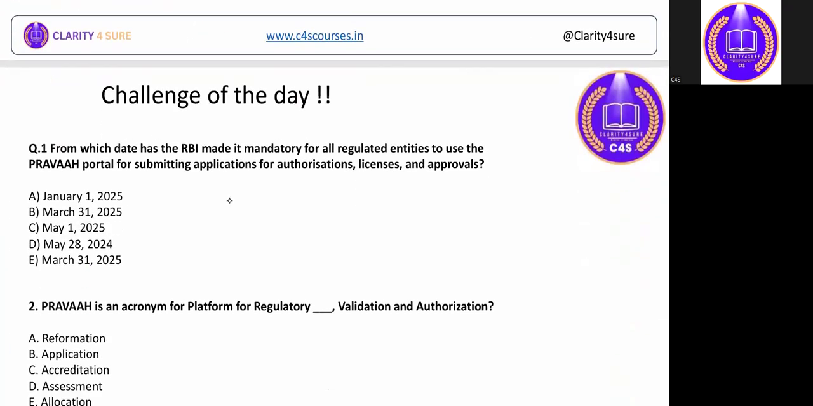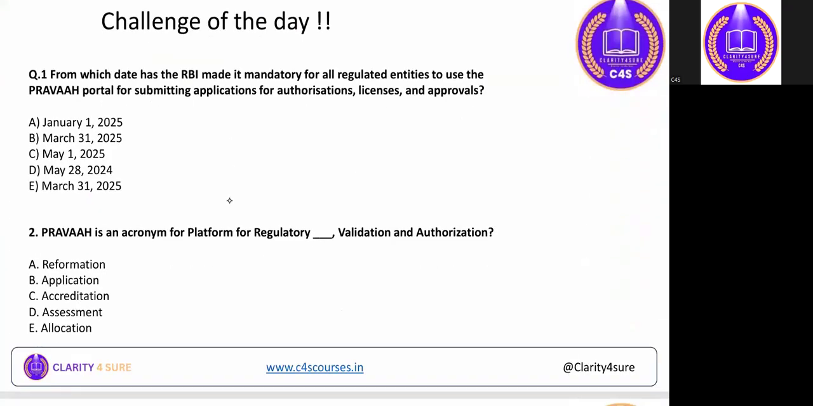Now, let's solve some questions. It's brain teaser time. I'm giving you 5 questions related to the PRAVAAH portal only. I want each and every one of you to write the correct answer, mark A, B, C, D, or E, whatever the correct answer is, in the comment section as a sort of revision. The first one is very easy: on which day did RBI make it mandatory for all the regulatory entities to use the PRAVAAH portal in order to submit applications for authorization, license, and approvals?